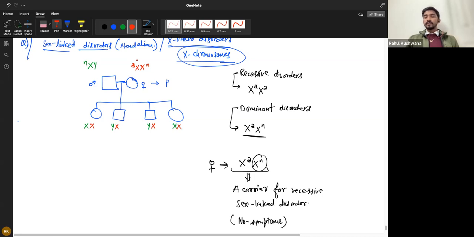So for dominant disorders, it's very simple. If this is XA and then this is XN, from the father, everyone got a normal X. So if it is a dominant sex-linked disorder, who all will be affected? First, this female will be affected, the mother. This daughter will also be affected because it's a dominant sex-linked disorder. And anyone else?